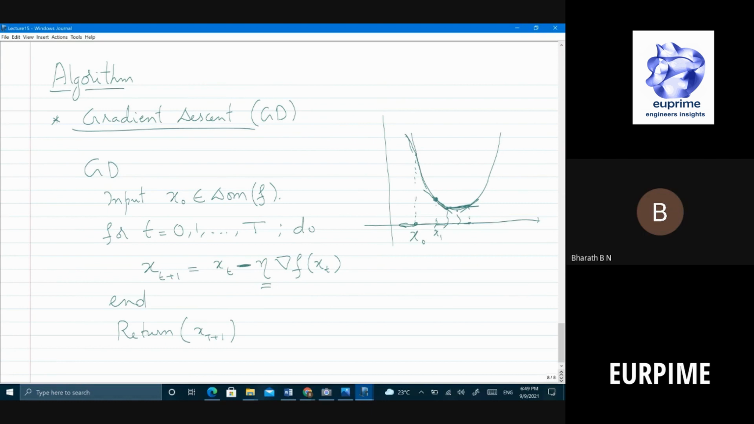You decrease eta with time, with the iteration also. So you'll take smaller and smaller steps. It doesn't oscillate like this. It oscillates like this, slower and slower and slower, right? That's how it happens. Anyway, that is one thing: how do you choose eta? What else?